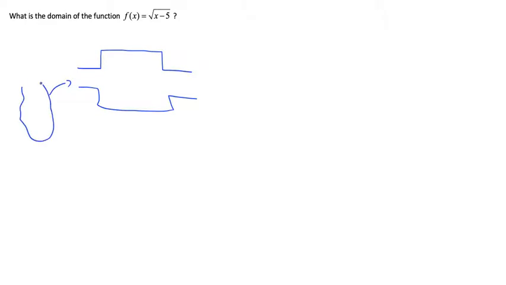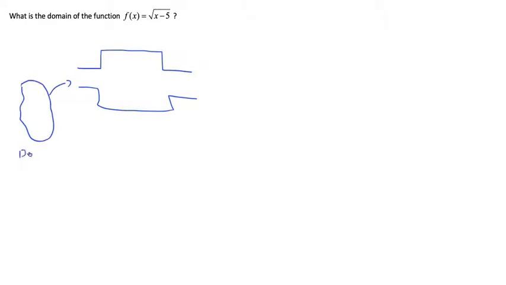What is the domain of the function f of x equals the square root of x minus 5? Now remember, the domain of the function represents all values of x that will give us an answer. So you may have seen this little diagram before, something like this. But what goes in are all the values in the domain.